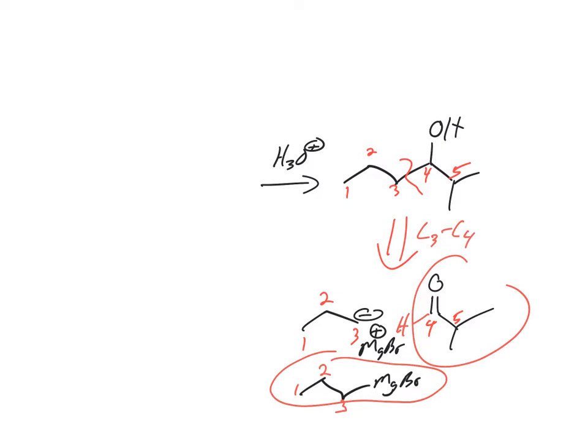Another route we could do would be to break the bond between 4 and 5. Similar idea. What's that going to look like? Well, now it'd be this aldehyde and this Grignard. Numbering our atoms, 1, 2, 3, 4, and then 5. That would be another way to do this.